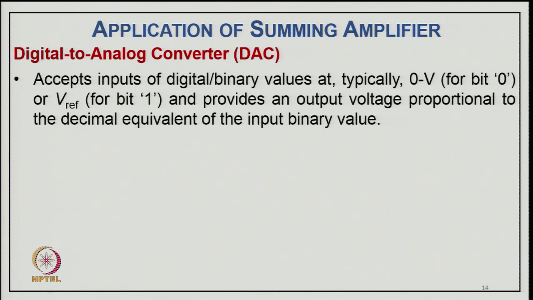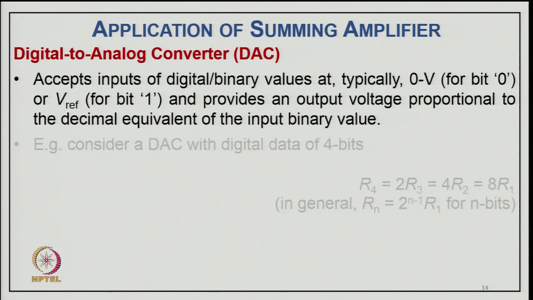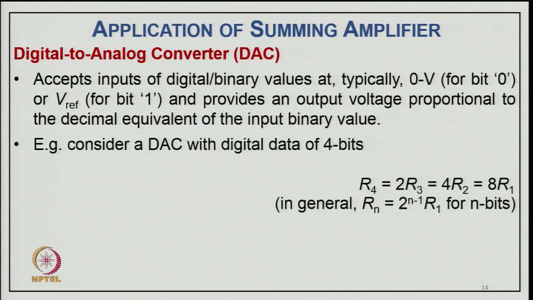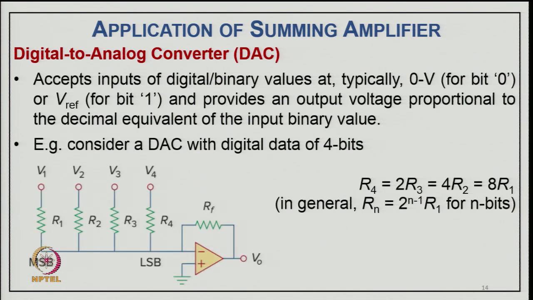An application of the summing amplifier is the digital to analog converter. It accepts the input from digital or binary values, typically 0 volt for bit 0 and a reference voltage for bit 1, and provides an output voltage proportional to the decimal equivalent of the input binary value. For example, consider a DAC with 4 bits. Because all quantities may be 1 or 0, we have to take these resistances again in a binary manner, starting here typically with R_4, which is, say, 2 R_3, similarly 4 R_2 and 8 R_1.